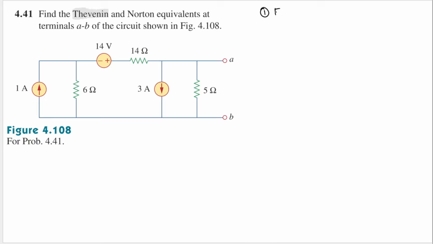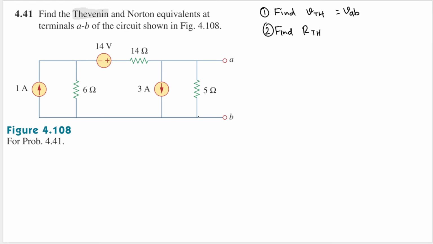The first one is to find the Thevenin equivalent voltage, which is the open circuit voltage at AB here. In this case, that will be the same as VAB. And the second one is to find the Thevenin resistance, which we will find later. But first, let's find the Thevenin voltage here.